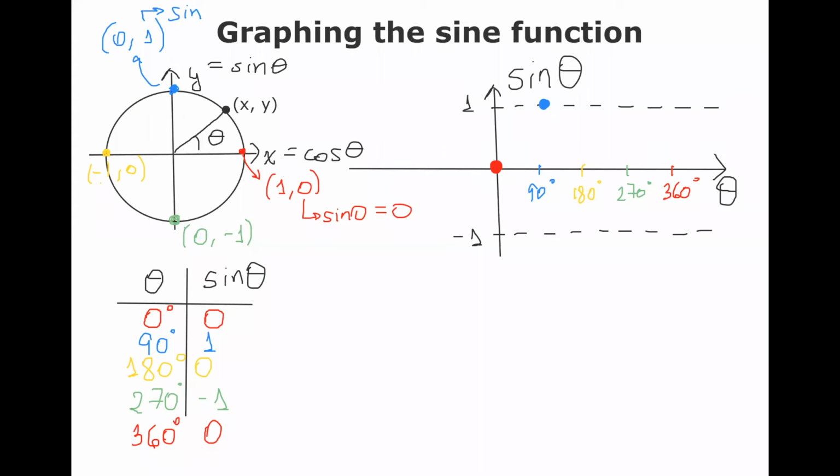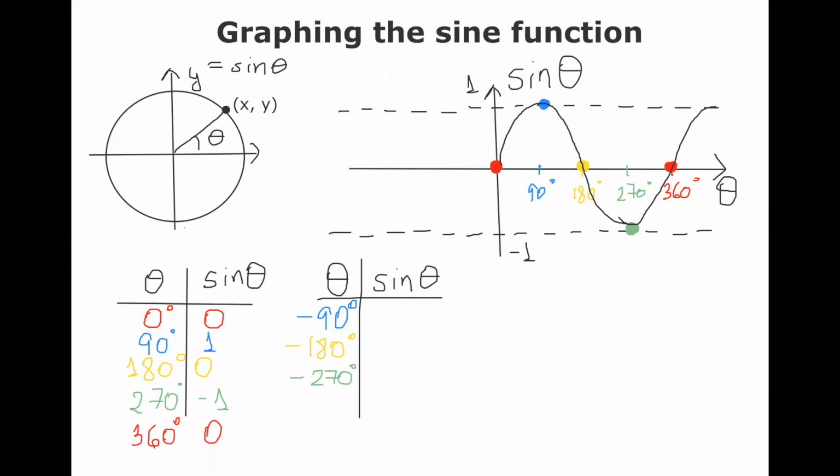Okay, if theta is 180 degrees, looking at my table, I get 0. If theta is 270 degrees, my sine is -1. And if theta is 360, my sine is 0. If we connect all those points, we're going to see that our sine function looks something like this. And it's going to keep going up and down for all infinity. Now, what happens if we go backwards in our graph?